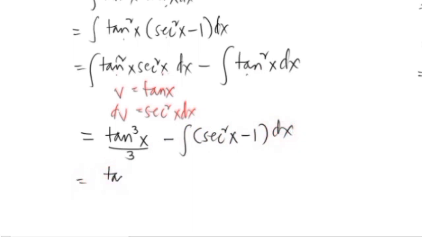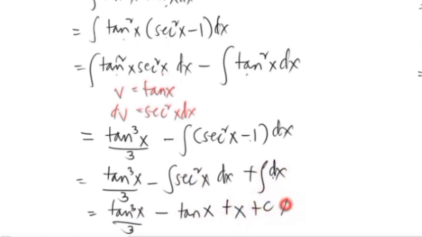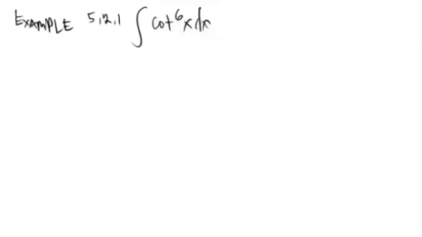And we have tangent cube x over 3 minus the integral of secant squared x dx plus the integral of dx. So the tangent cube x over 3 minus the integral of secant squared, which is tangent, plus the integral of dx, which is x, plus c, and this is our answer.